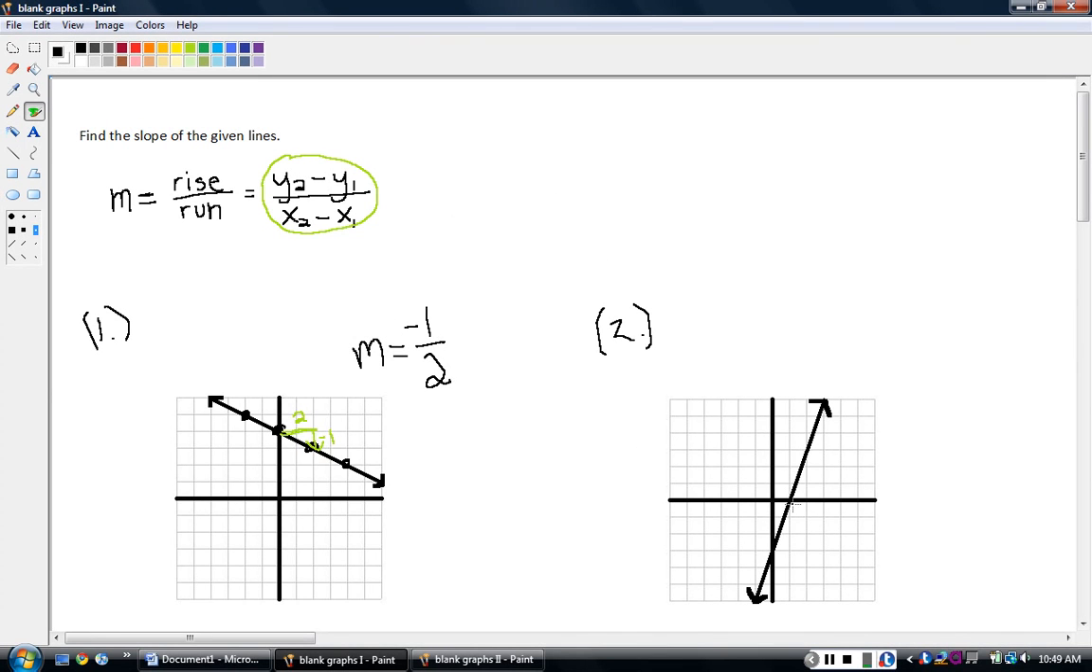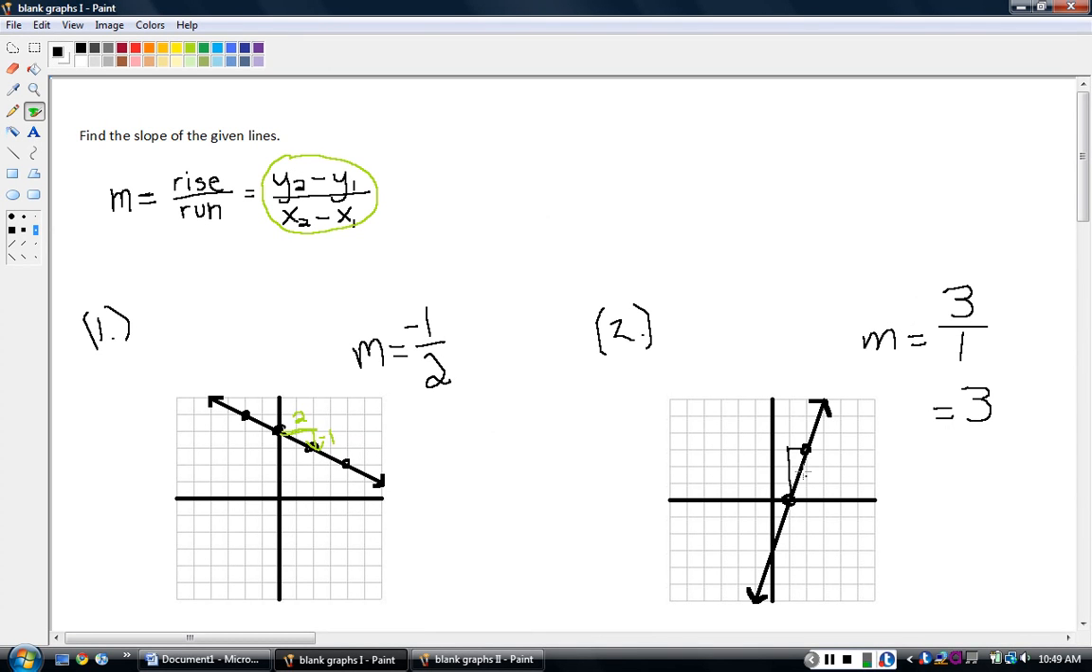Okay, let's try and apply this to this one. Find 2 points, here's 1, and here's 1. How do I get from one point to the other? I go up 3, and then I go over 1. Up 3, over 1. So the up part goes on top, that's the rise, and the over part is the run. So that's 3 over 1, which I can simplify as 3.